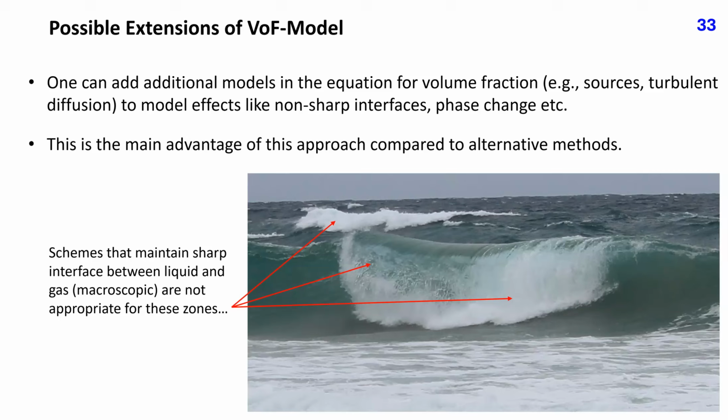The main advantage of the VOF method over alternatives is that it is based on the equation for mass conservation. The equation for volume fraction can be extended to more complex physics by adding appropriate models to it. One possibility is to add source terms to model the phase change. Many cavitation models use this approach, including the one described in lecture 39. One could also add turbulent diffusion terms to model non-sharp interfaces, like the zones pointed to in this photograph of ocean wave breaking taken off the Australian coast. Schemes designed to maintain a sharp macroscopic interface between liquid and gas are not appropriate at these zones.